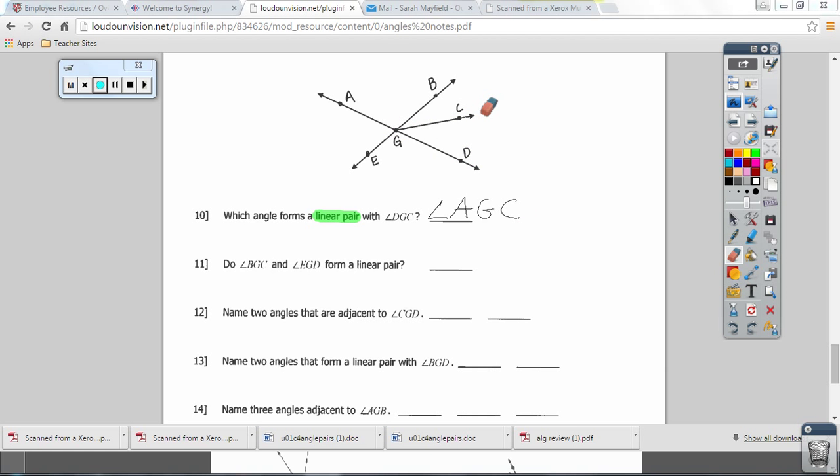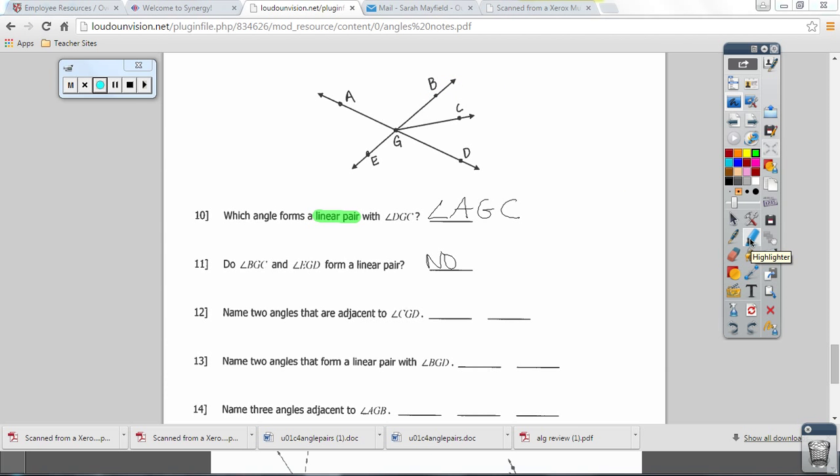Okay, look at the next one. It says do BGC and EGD form a linear pair? So let's go ahead and highlight BGC, and EGD in a different color to help us out here. That's my green angle and my yellow angle. How do I know if it makes a linear pair? If I can make a semicircle. So here's this arc, here's that arc. Does it make a semicircle? No. It's missing this piece right here. Did not talk about CGD.